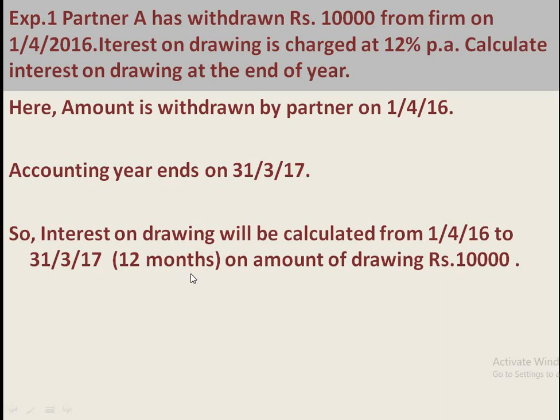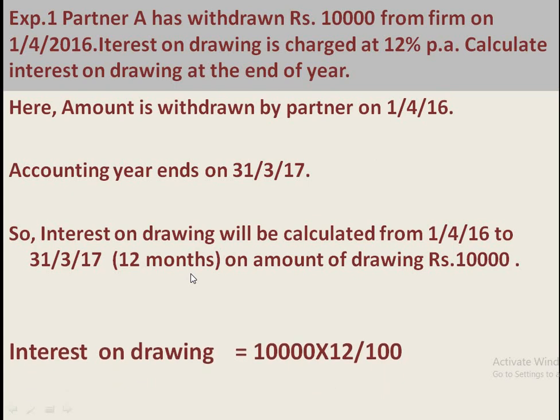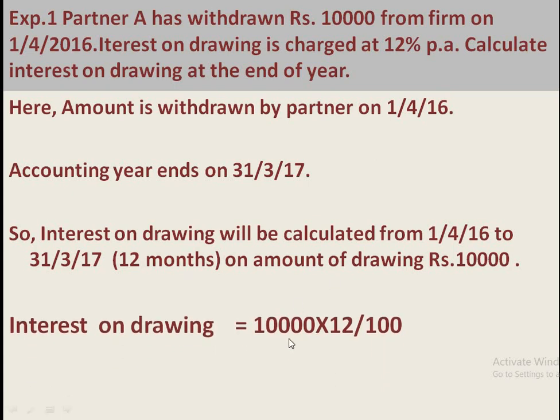So of course, very much the same, I is equal to PRN upon 100. 10,000 is the amount of drawing, 12% is the rate of interest and 12 months interest, so per annum, and the total interest on drawing made by partner A is 1200 rupees at the end of year.